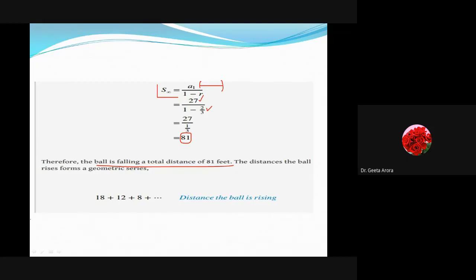Correct? So this completes our geometric series and arithmetic series. As a whole, we have learned about sequences and series. Now, the last lecture of this unit, today we are going to learn about the binomial theorem. So let us start with that, and let me mark the attendance.